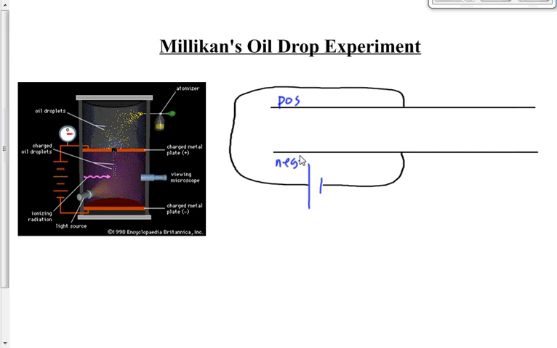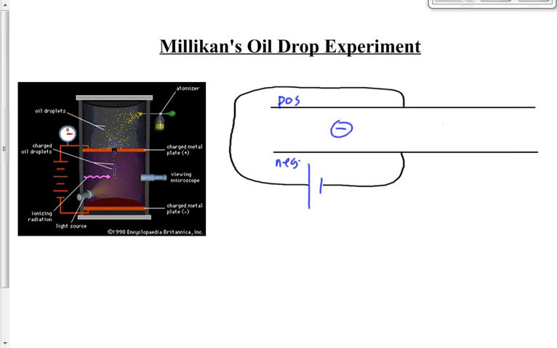Now, some of these oil droplets become charged. They become charged by rubbing against the nozzle of the atomizer. Some of them rub against each other and become charged. Some of them we have to irradiate with something like X-rays maybe to cause them to become charged. Don't worry so much about how they become charged. These oil droplets become charged, some of them positive, some of them negative.